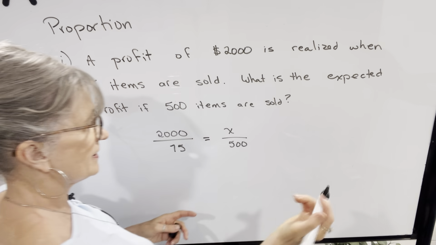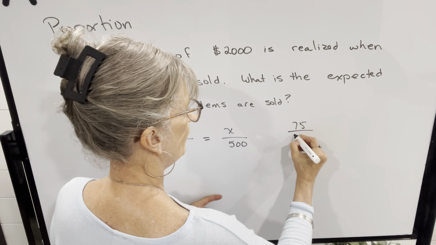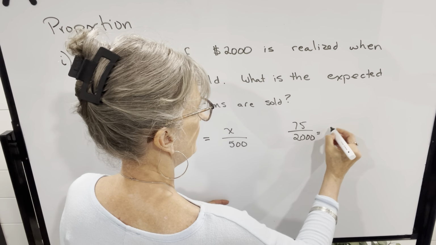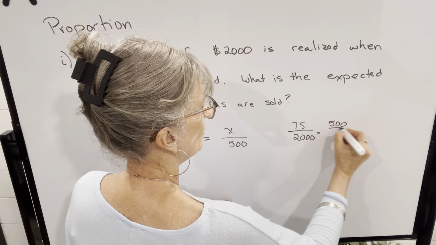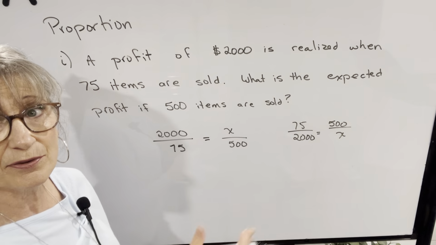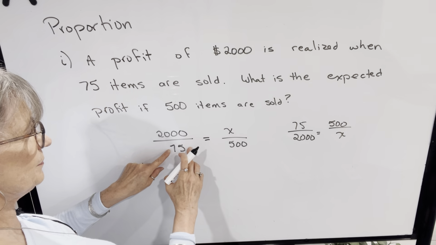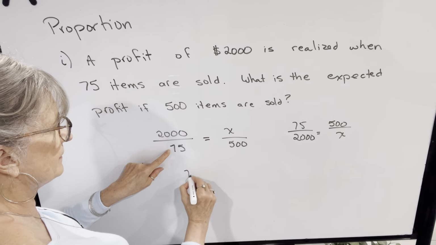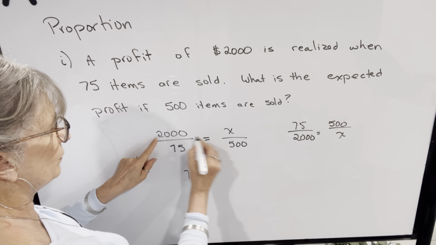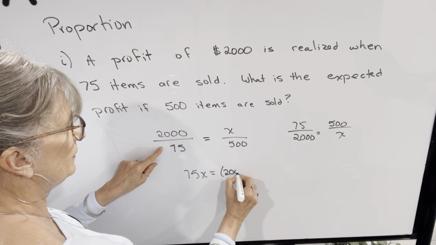So what I was saying is if I had put the number of items over the profit, that's fine. Then I would just put number of items over profit on the other side. Mathematically, it's the same. Again, to solve this, I'm going to cross multiply. So 75 times x will equal 2,000 times 500.